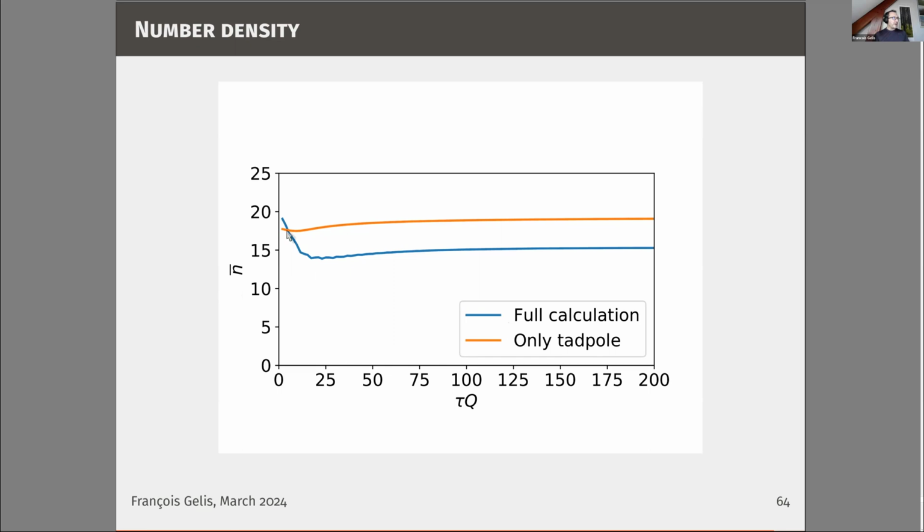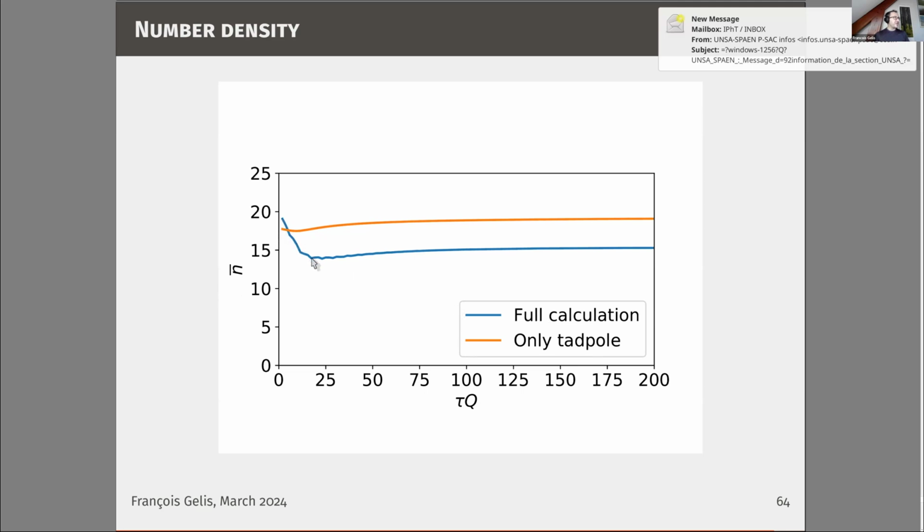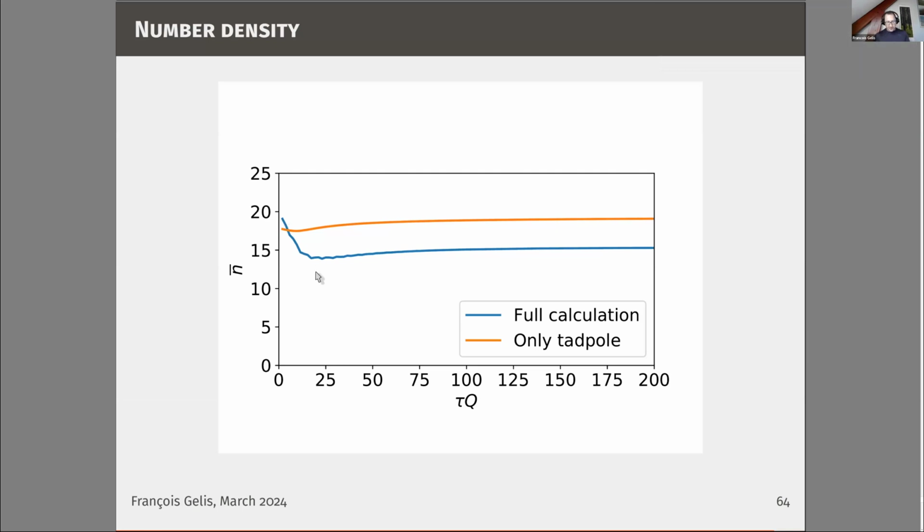And the blue curve is showing the same quantity, but now with a full calculation that also has the memory integrals. And in this case, there is a significant drop of this density at the beginning, and then it stabilizes. And we interpret this drop as the fact that there are some number changing processes which are active during this period of time. And it decreases because our initial condition had too many particles compared to what it should have had if the system was in equilibrium. So the trend is to make the number of particles decrease.